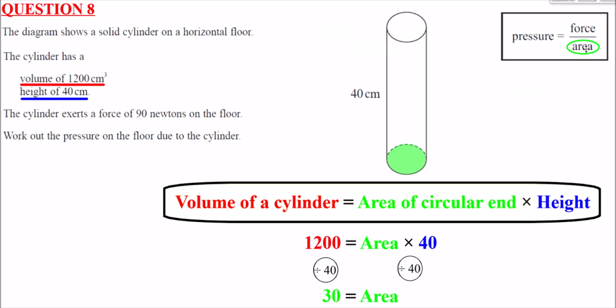So we know the area now. And also, the question needs to tell us the force, and it does. So the cylinder exerts a force of 90 newtons on the floor. So we know the force is 90.